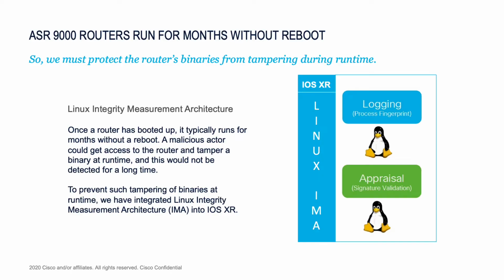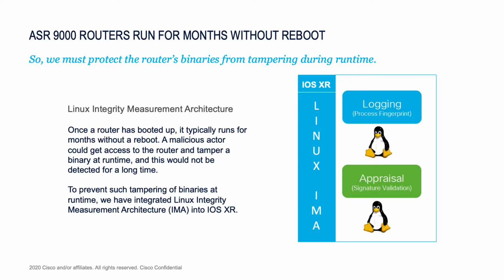In order to protect the router's binaries from tampering during runtime, we have a feature called Linux Integrity Measurement Architecture. Now, in the case of ASR 9000 routers, it is very common that once it becomes operational, it runs for months, even years without a reboot. During this time, a malicious actor could access the router and try to tamper with a binary during runtime. And if we wait for the router to be rebooted once more, that is too long. So to prevent tampering of binaries during runtime, we have integrated Linux IMA, or Integrity Measurement Architecture, into IOS XR.